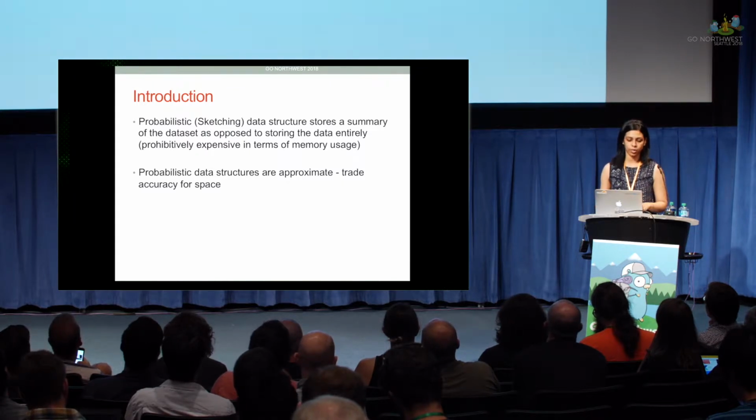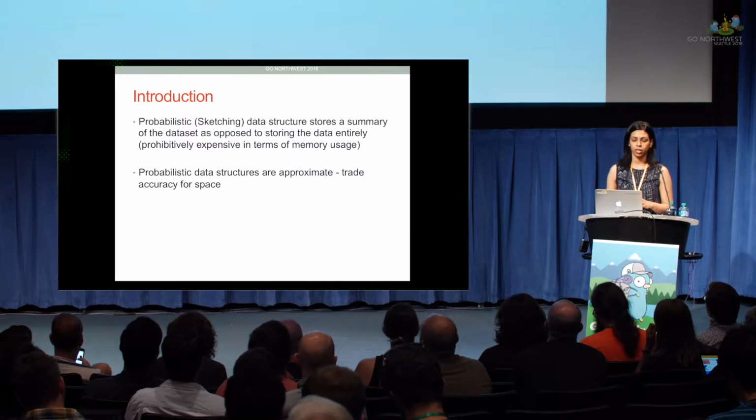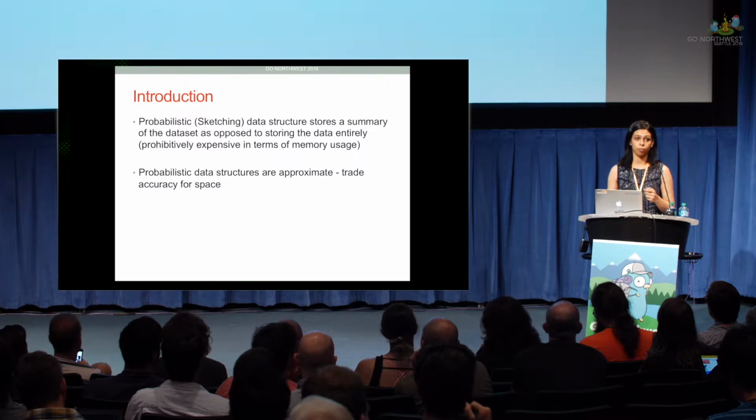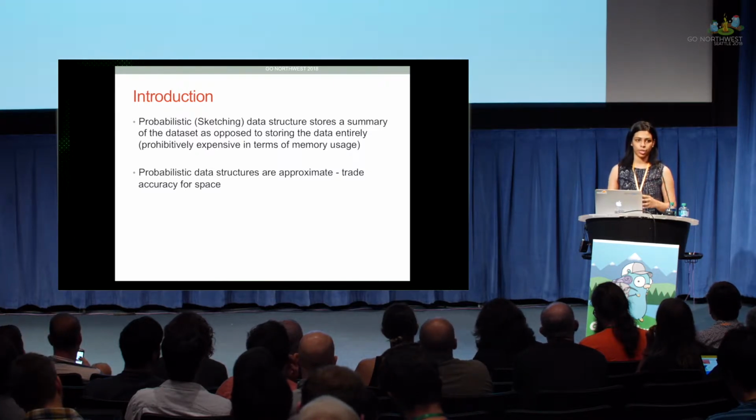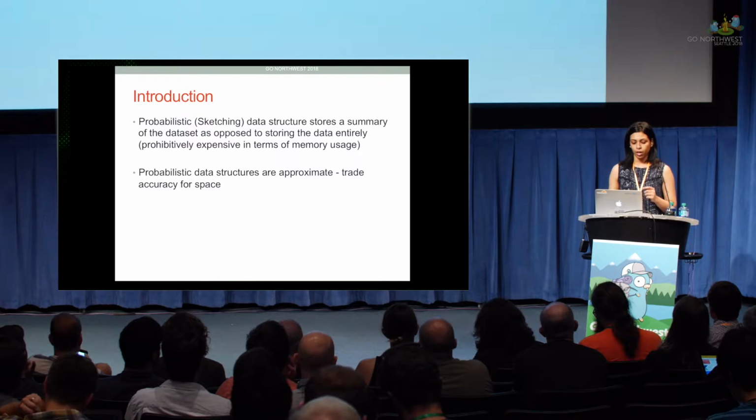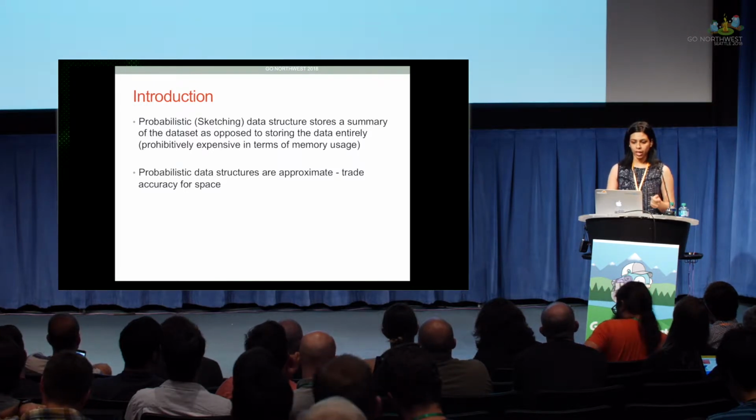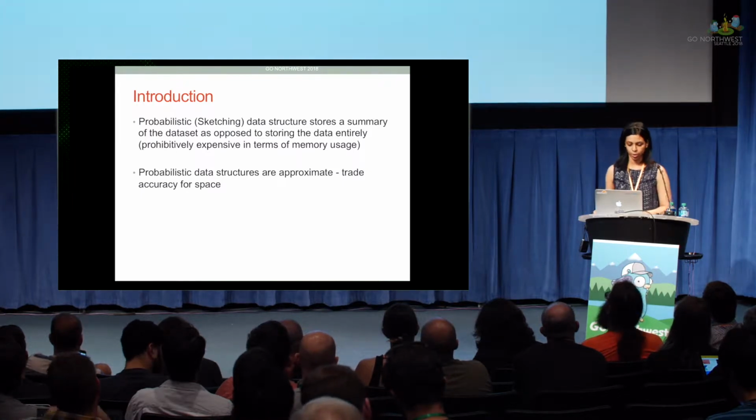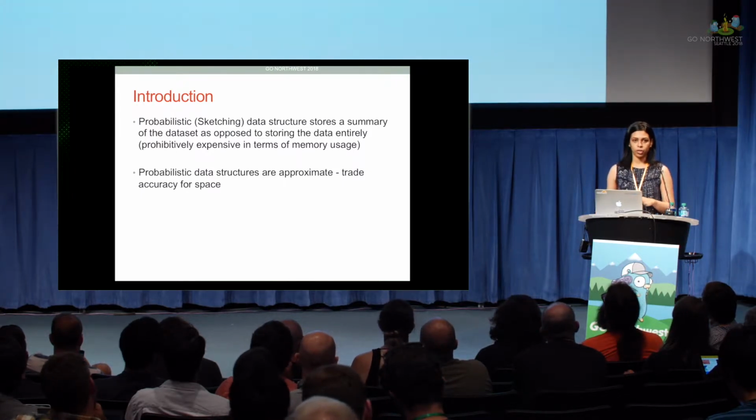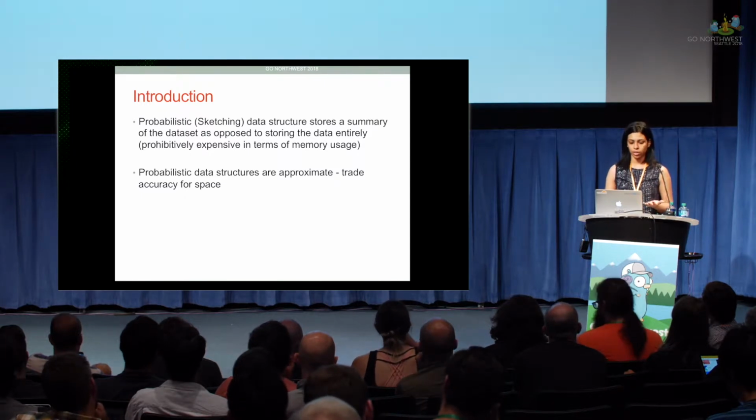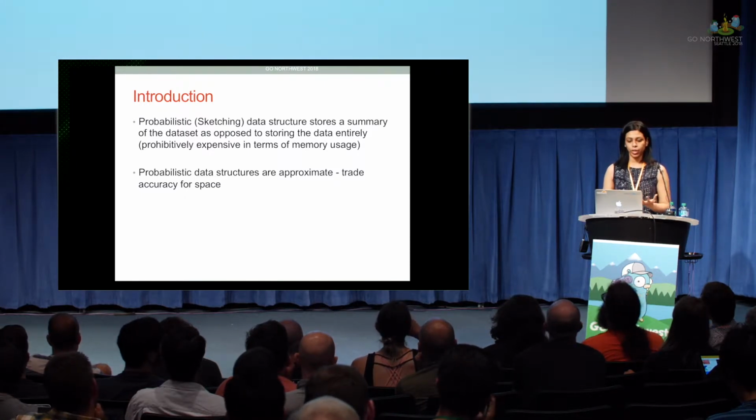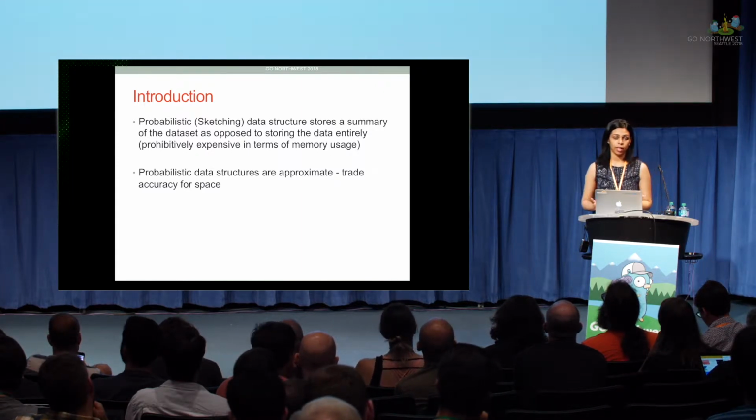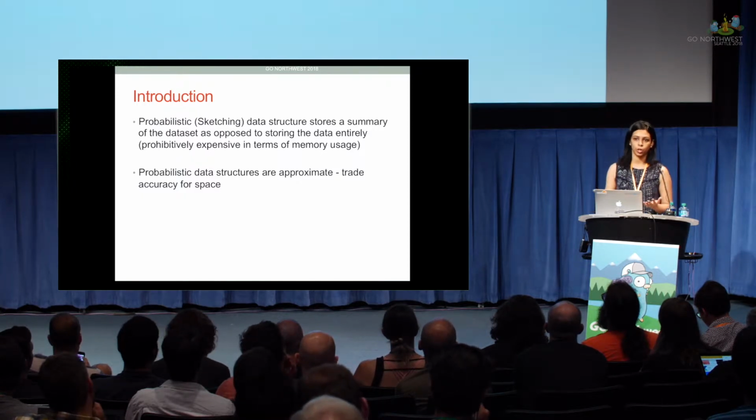The use case for these data structures is usually when you're trying to compute or process big data, which doesn't usually fit in your memory RAM space. So when you try to optimize for space and look for space-constrained algorithms, that's when probabilistic data structures come into the picture. They are approximate, so they come with a cost: you trade accuracy for space. We can configure how much accuracy, how much percentage of error, we can tolerate.